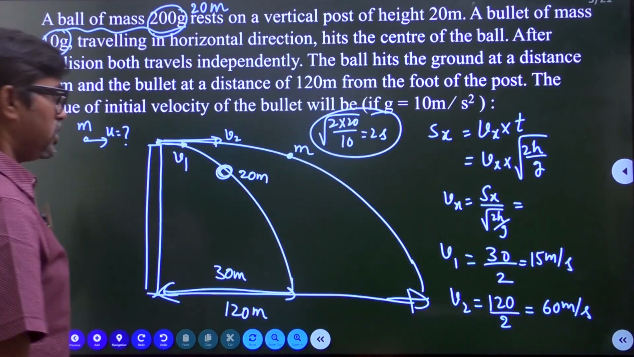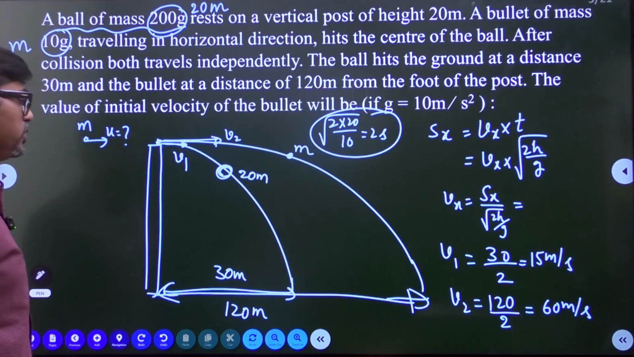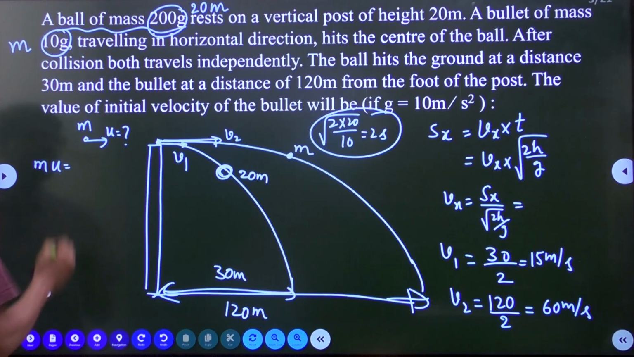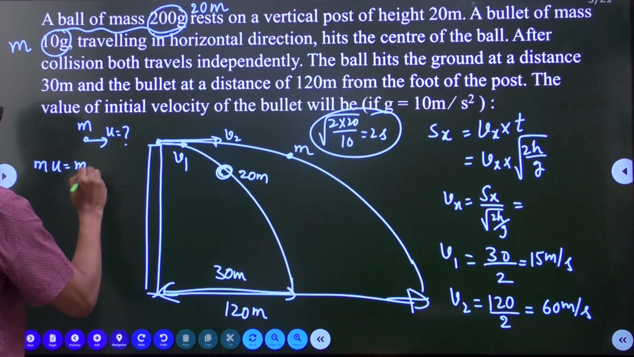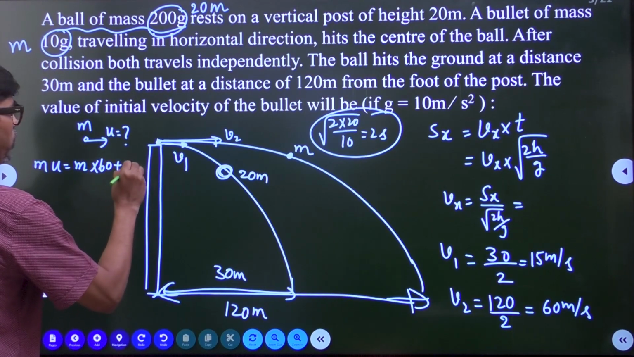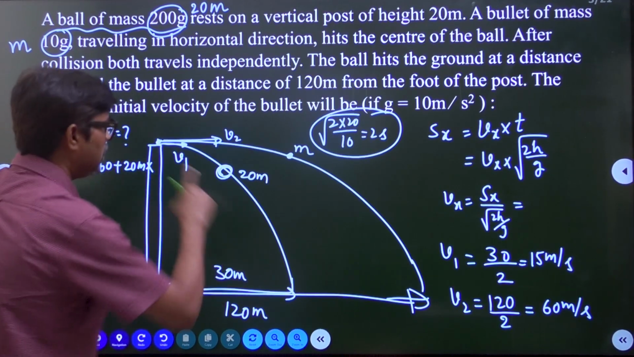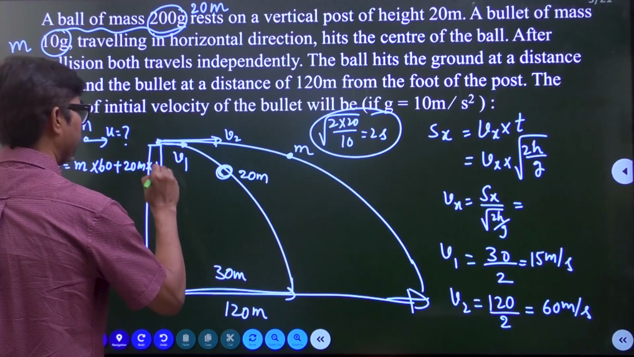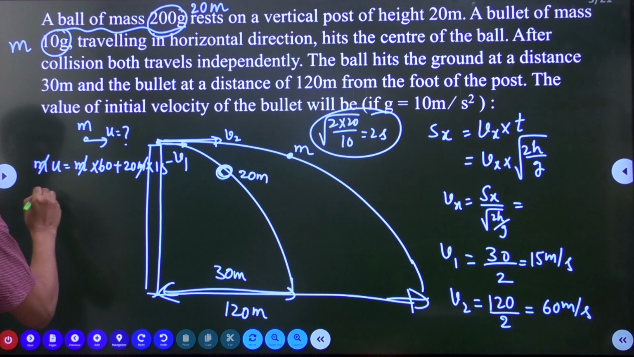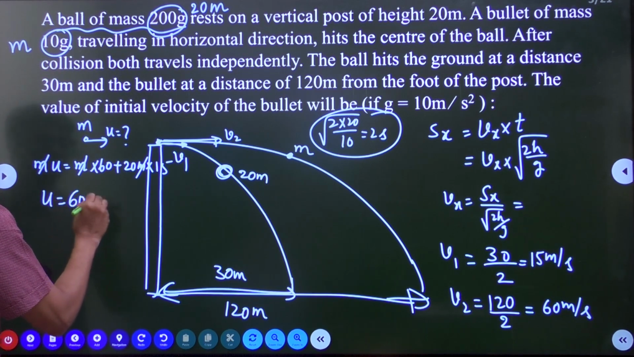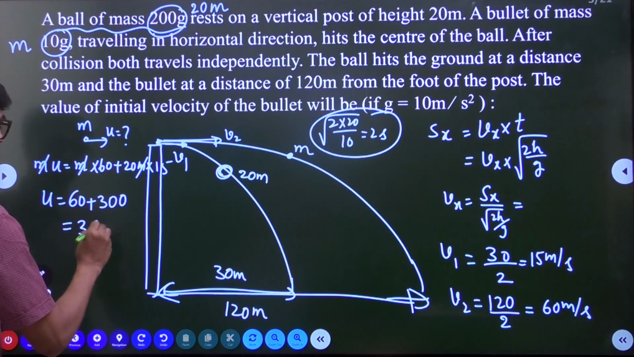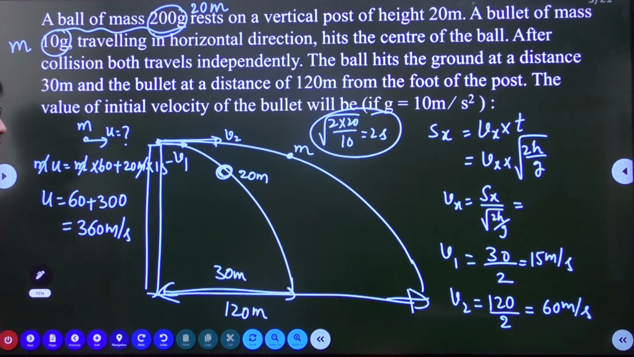Now we need to find the velocity of the bullet before collision. For that we use conservation of linear momentum. So m into u has to be equal to m into v2, which is 60, plus 20m into this velocity v1. How much is that? 15. So if I substitute there, m gets cancelled out anyway. Then you will see u equals 60 plus 300. That means 360 meter per second. That is going to be the velocity before collision.